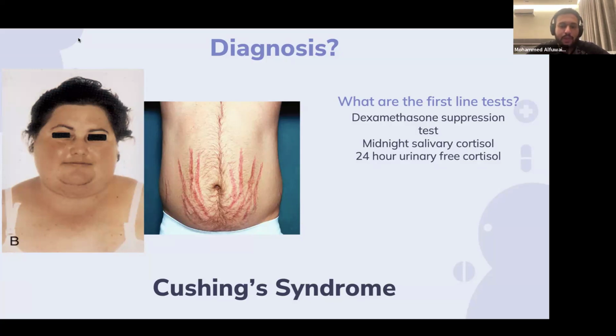Now I'll tell you guys lab values: low dose dexamethasone did not suppress the cortisol levels, midnight salivary cortisol is high, and 24-hour urinary free cortisol is high. What's your diagnosis in this patient? Cushing syndrome. Okay. Now, what lab test do you want to order next? ACTH. Why?